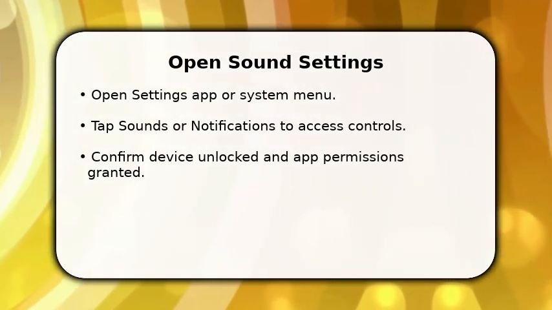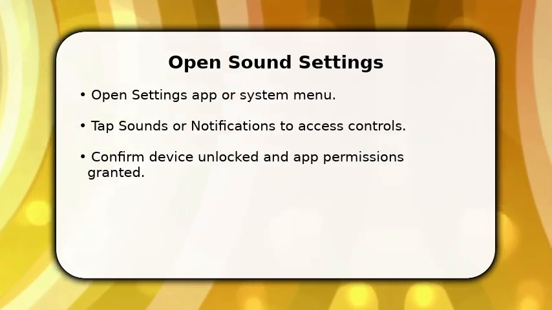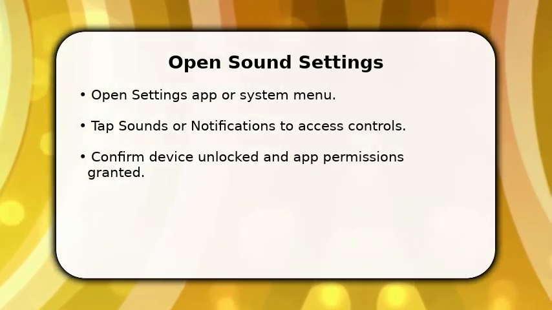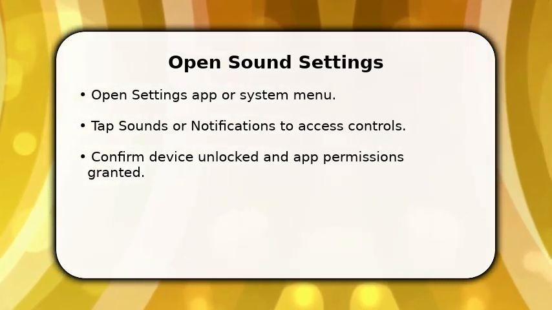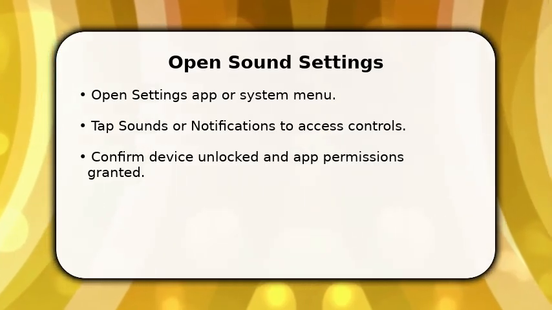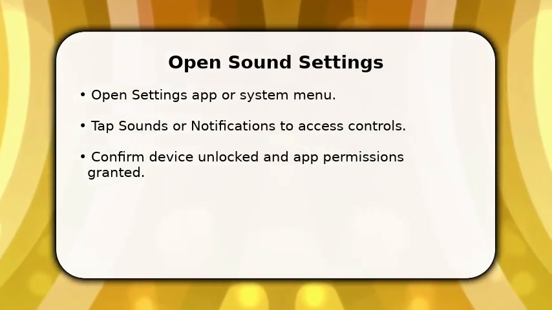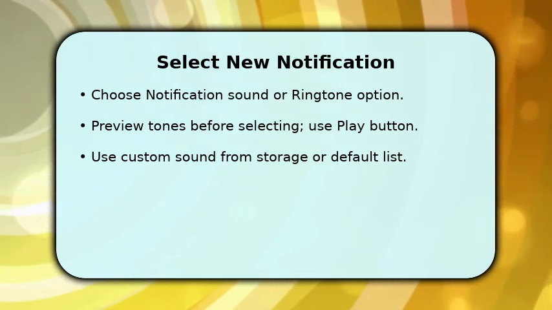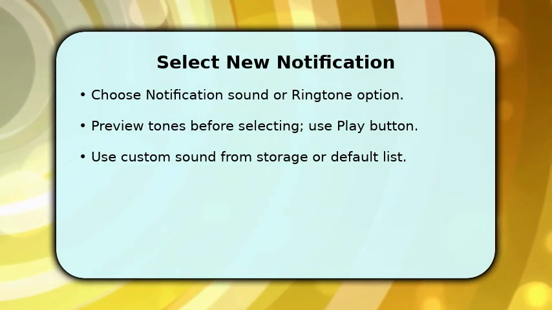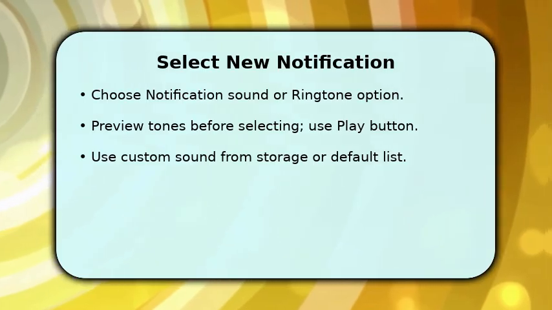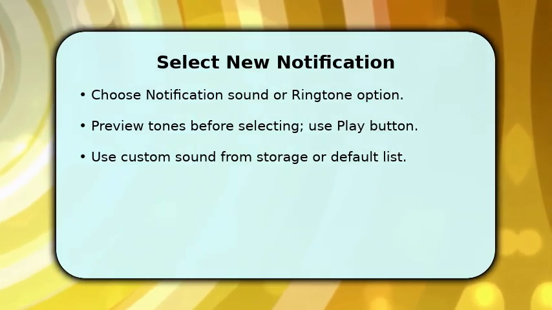Once done, locate the message notification entry, sometimes labeled messages, SMS, or the specific app name, and tap it to reveal sound options. Make sure you're in the device level menu, not within a chat. Now you must select the actual sound. Tap notification sound or ringtone and a list appears. Press play to preview each tone so you can compare volume and length.